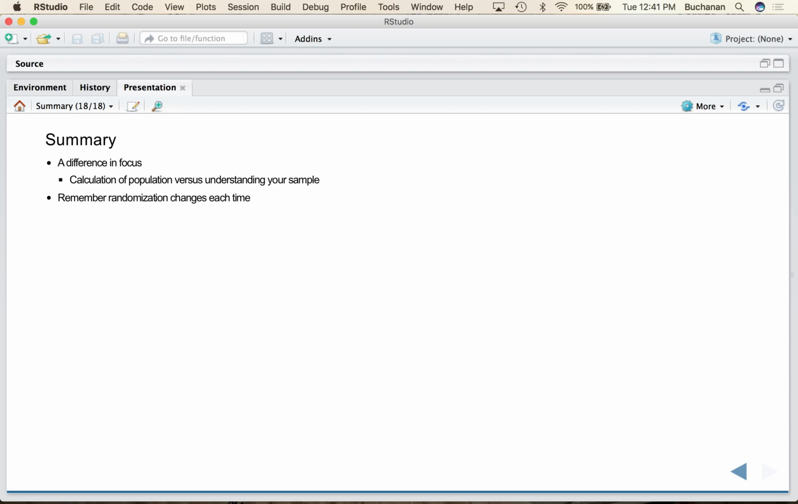But that's a very brief and not at all thorough investigation of permutation tests, just an idea of how they work and how easy they are to run in R, and then just a way to understand what the big difference is between the null hypothesis testing focus and a permutation test focus.